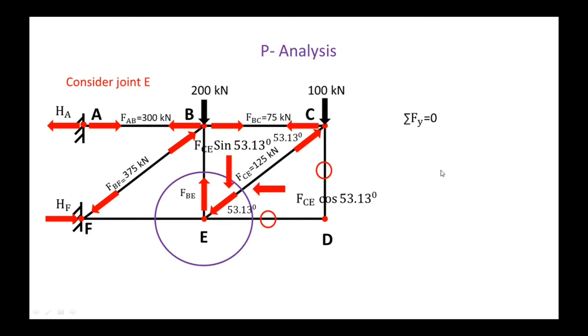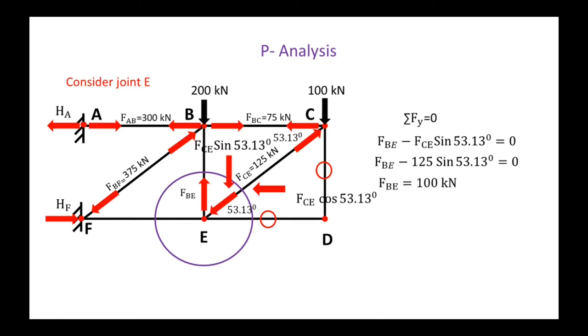Now we are applying the sigma Fy condition. We are considering upward force as positive and downward force as negative. So FBE is vertically upward, so that becomes positive, and this FCE sine 53.13 is downward, so that becomes negative. In this way, FBE minus FCE sine 53.13 is equal to 0. Put the value of FCE as 125, so the equation becomes FBE minus 125 sine 53.13 equal to 0. So we got FBE equal to 100 kN.